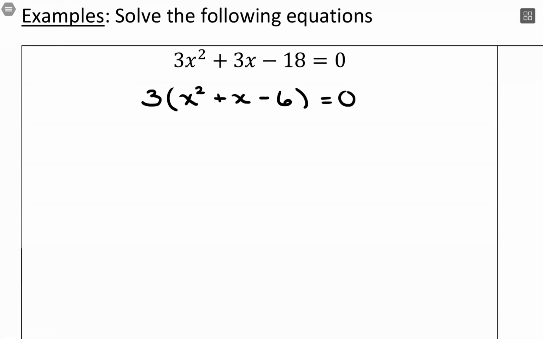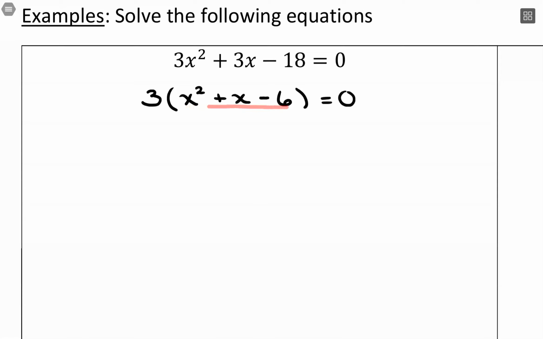Now, in terms of factoring, that 3 is important. We could technically divide it out here. We could divide by 3 and divide by 3, and it wouldn't really change anything. I'm just going to leave it out front so we can see our common factor, but it's not going to change anything in terms of solving.